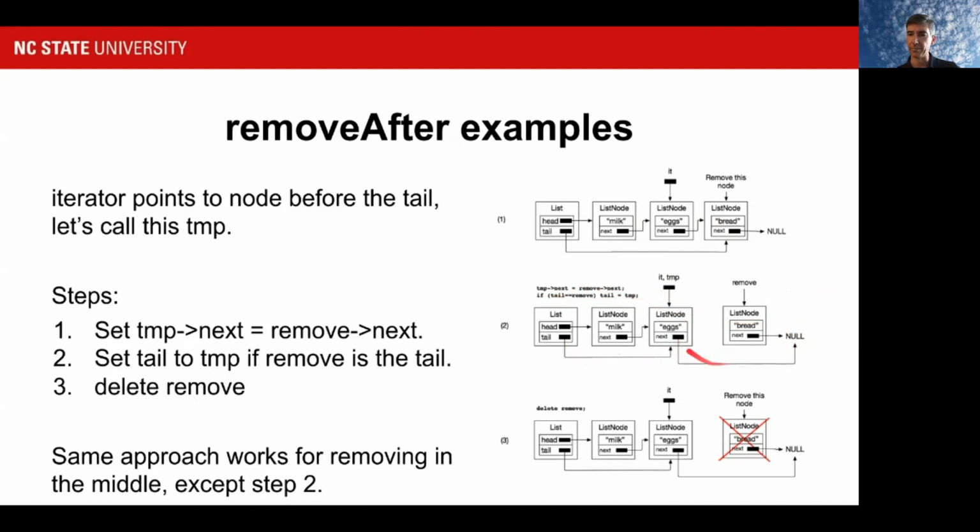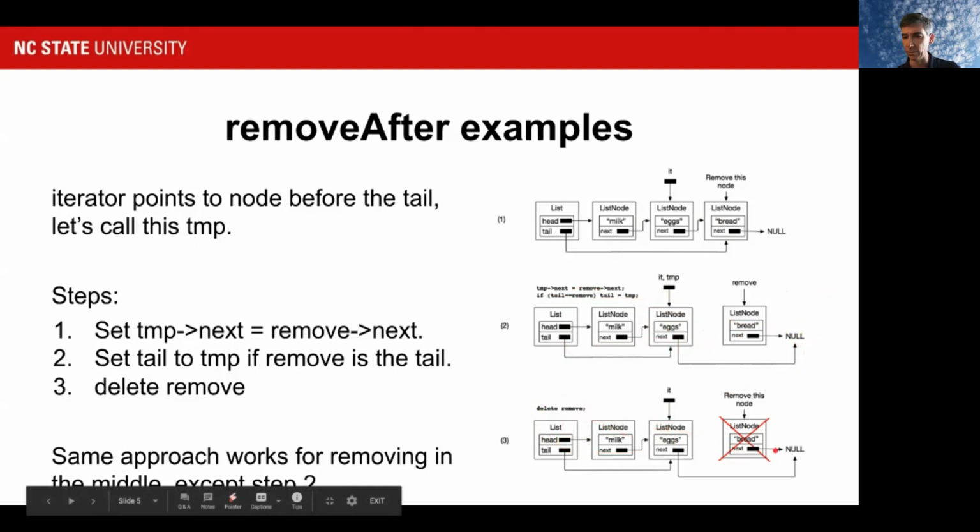Okay, now that I've done that, my list is fine again. There's no arrow pointing to remove. Tail is pointing to eggs. The next of eggs is pointing to null. There's nothing else to do. This list is in good shape. The only remaining thing I need to do is delete this object. And so I use delete remove to take care of that.